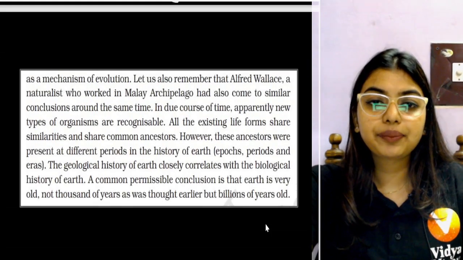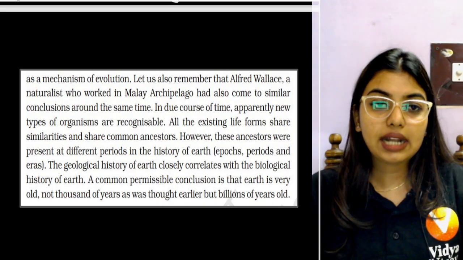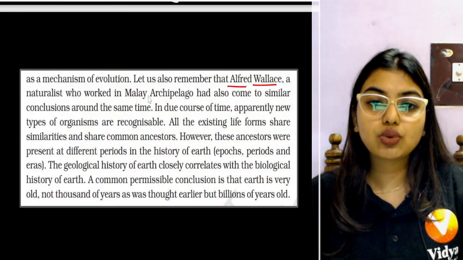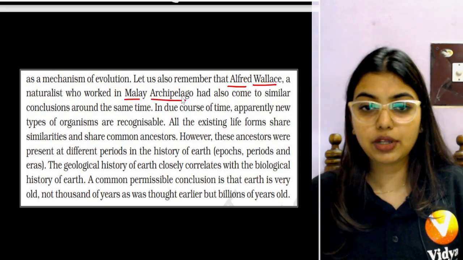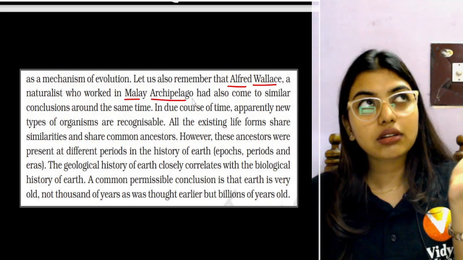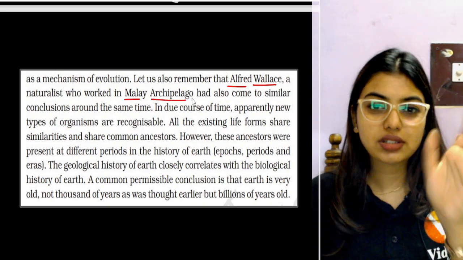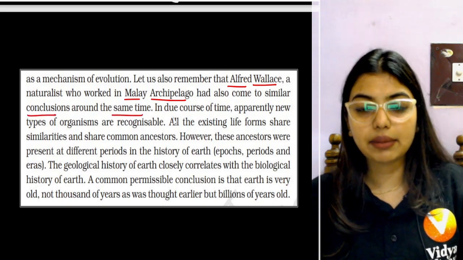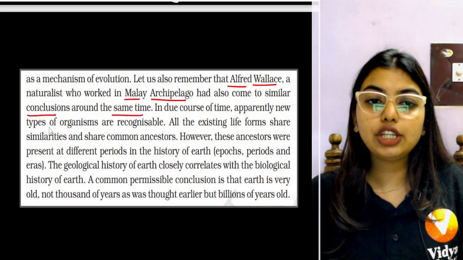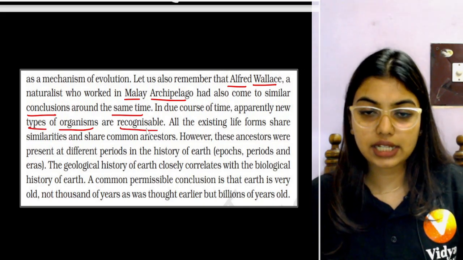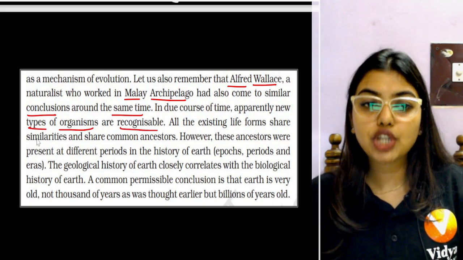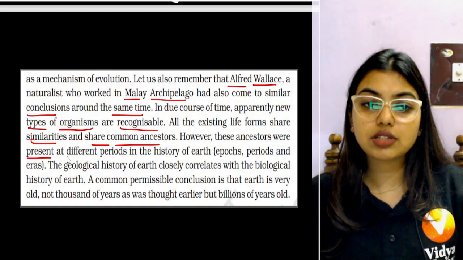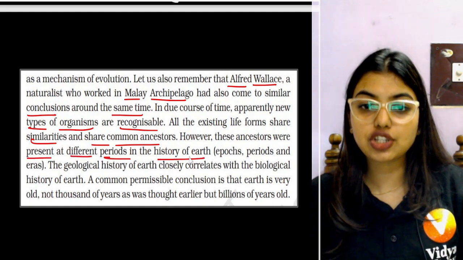Now here, let us also remember that Alfred Wallace, a naturalist who worked in the Malay Archipelago, which is in Indonesia, had come to a similar conclusion around the same time. In due course of time, apparently new types of organism are recognizable. All the existing life forms share similarities and share common ancestors. However, these ancestors were present at different periods in the history of Earth.